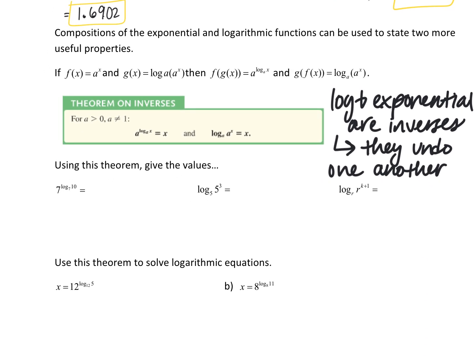So what this theorem says, if you look closely, it's kind of small: if I have an exponent raised to a log, the exponential and the log cancel each other out. You're just left with x. If I have a log with an exponential, they cancel each other out. They undo one another, and you're just left with the other value, x.